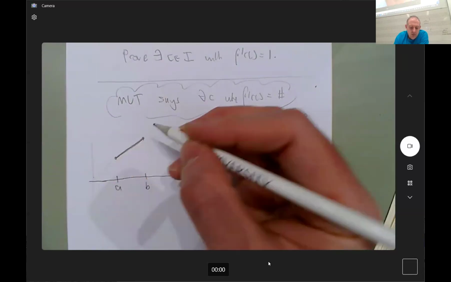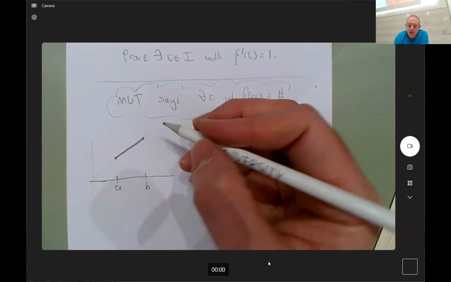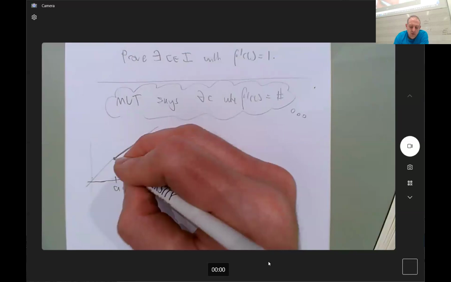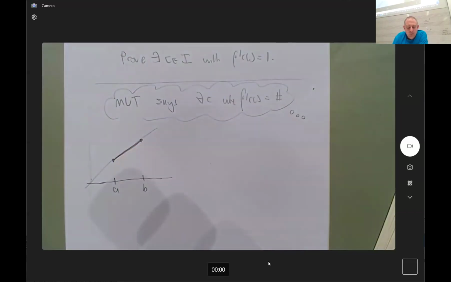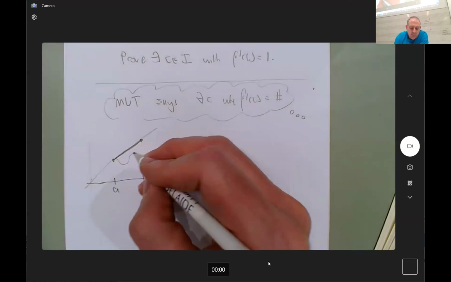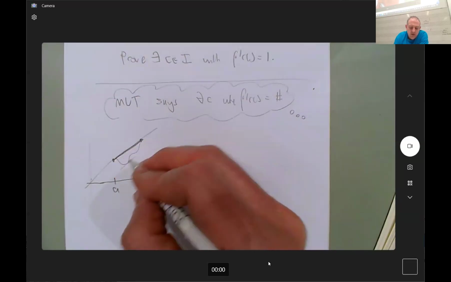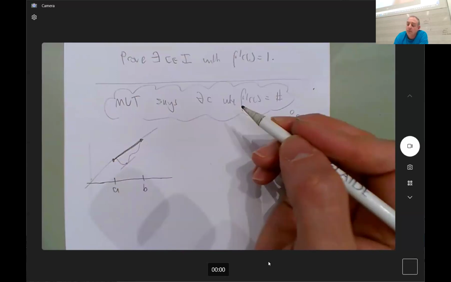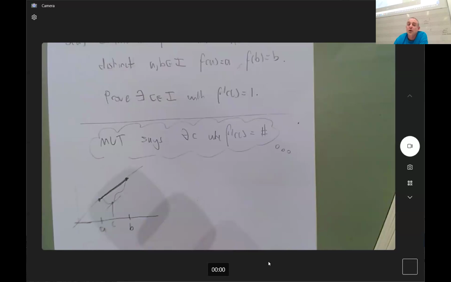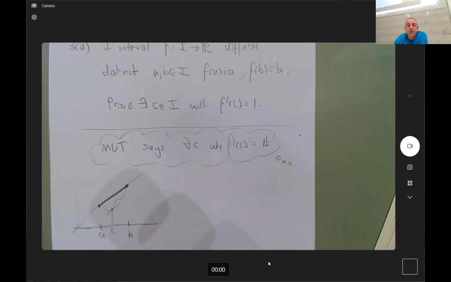That slope is 1, right? Because that's the line y equals x. And so the mean value theorem says that no matter what the function actually looks like, there must be a point that has that slope. And that's the C we're looking at. So this doesn't look like it's going to be too hard to do, I reckon. I think we're right there.